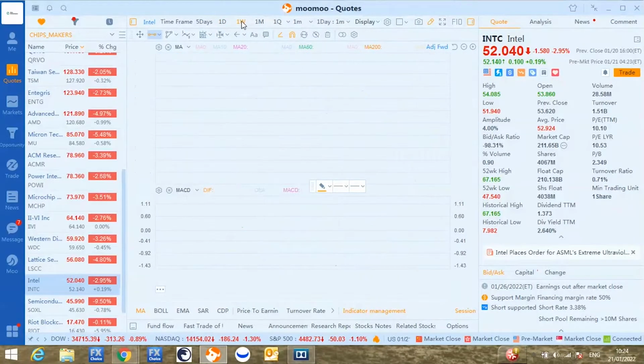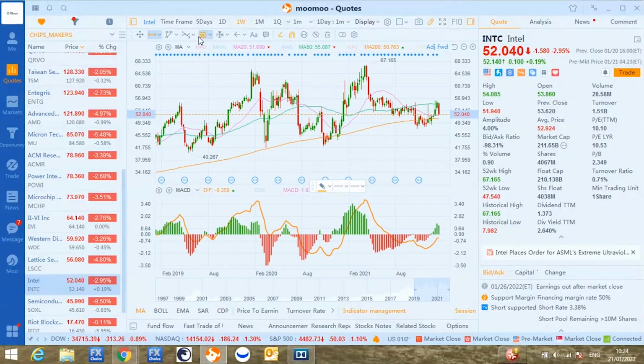Then I have to go on a weekly chart again. Okay, we're on a weekly chart now. Intel has dropped about 23% from the high. So it's pretty much not too far from what AMD has actually dropped. In fact, as we're comparing the two of them, they're actually comparable. They're in the same industry.